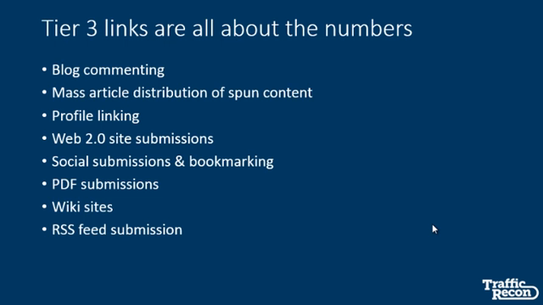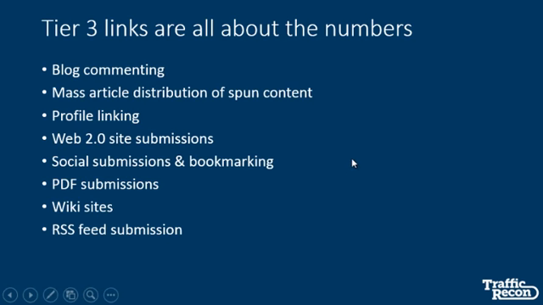They're the type of links that are super accessible to get, and they're the type of links that are actually going to bolster this entire system and make it a lot more powerful than it would be if it was just tier 2 and tier 1 alone. Now we can use tons of different assets to do this. We can use blog commenting. We can use mass article distribution of spun content and content spinners. We can build out profile links. We can build out Web 2.0 site submissions, social bookmarking, PDF submissions, wiki sites, RSS feed submissions. No interaction with other webmasters, using all the assets and tools that are available to you today. You can do this manually, or you can automate this with tools that are out there right now.